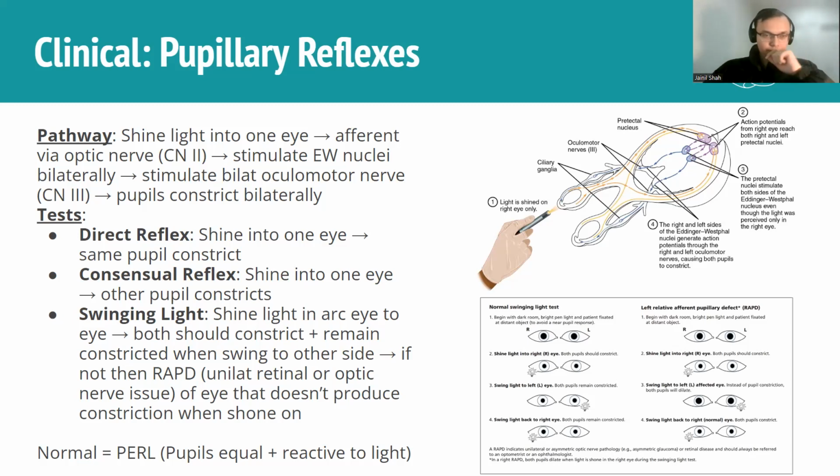And therefore, you have what's called RAPD, or relative afferent pupillary defect, which points to a unilateral retinal or optic nerve issue. And so that's the clinical context behind it as well. Now, if you're doing cranial nerve testing and you're looking at pupillary reflexes and everything is fine in terms of the pupils being equal on both sides and reactive to light, you can sort of summarize that as PERL, P-E-R-L, or pupils equal and reactive to light. And there again on the right is a bit of a diagram summarizing everything that we've covered so far.